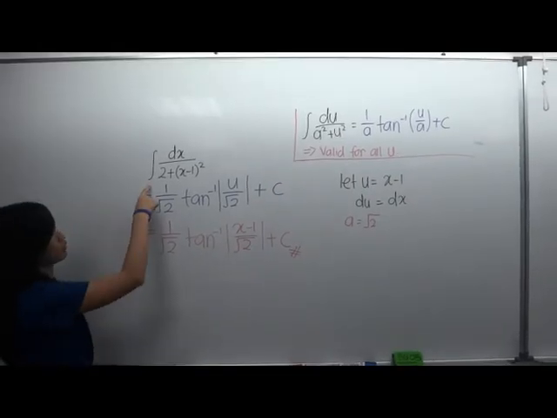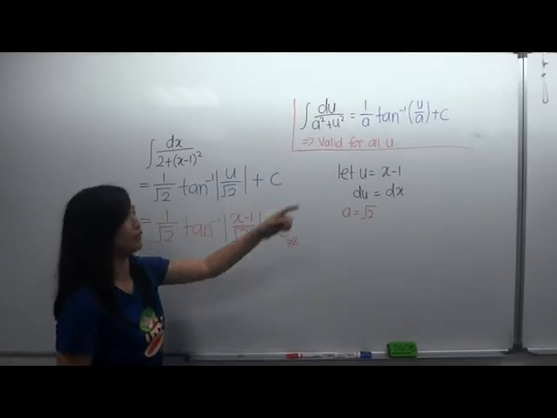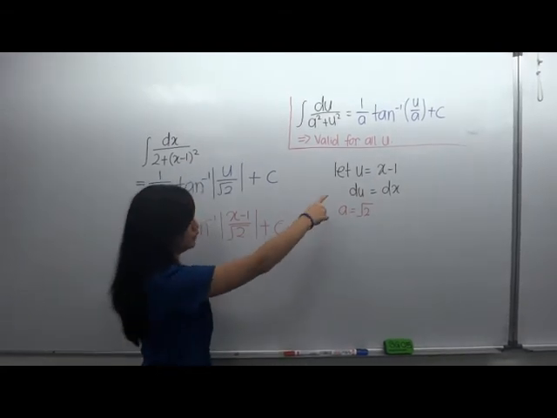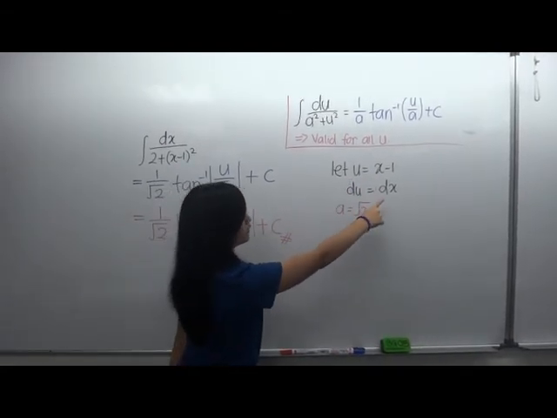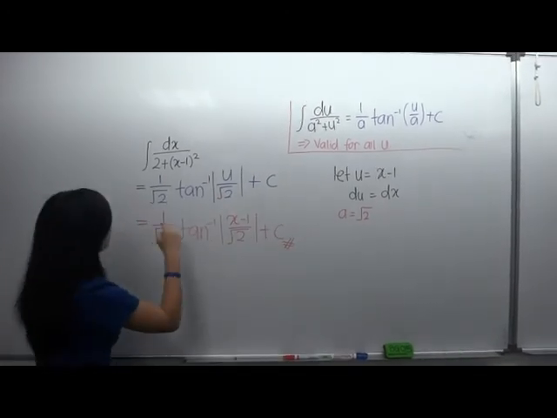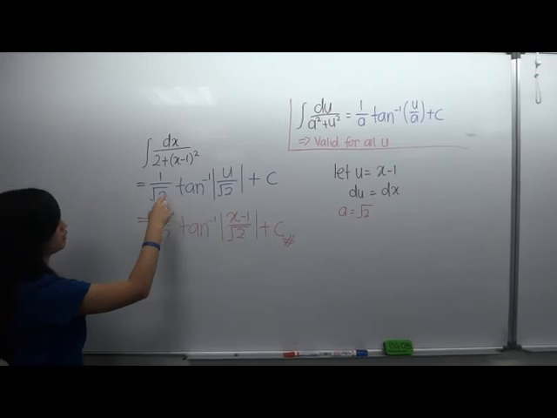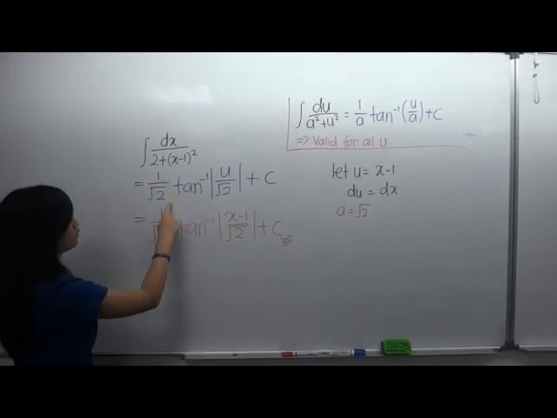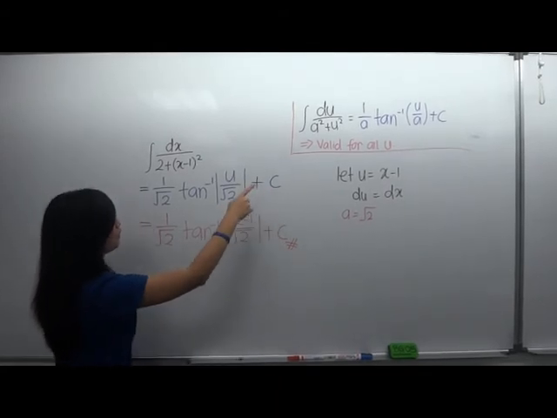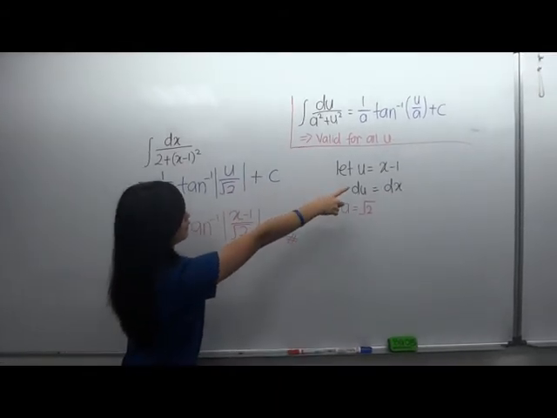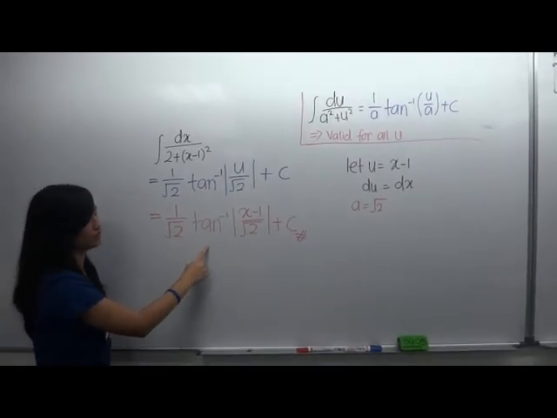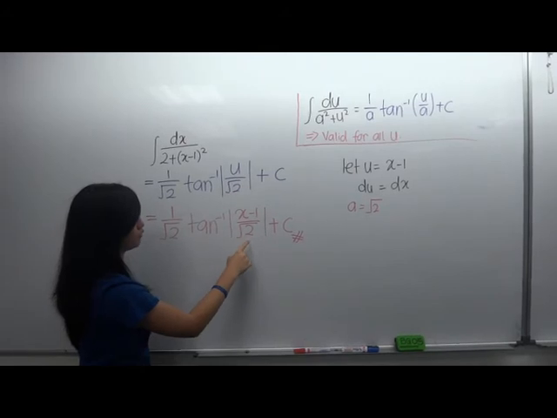Okay, to solve this question, we will use the tangent inverse formula. First, we let u equal x minus 1, and then we differentiate u, which will give us dx. And as we know, a is equal to square root of 2. By applying that formula, it will give us 1 over square root of 2 tangent inverse of u over square root of 2 plus c. And then we substitute x minus 1 into u, which will give us the answer: 1 over square root of 2 tangent inverse of (x minus 1) over square root of 2, plus c.